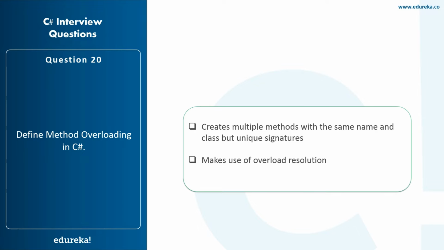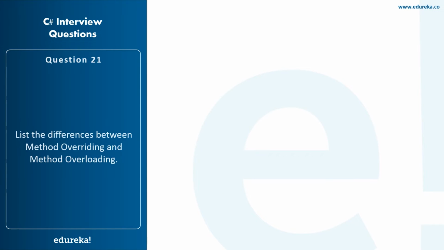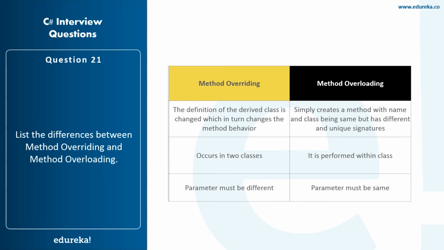Alright, so method overloading essentially means that you're creating multiple methods with the same name and unique signatures, but again with the same name and same class. So when you compile, the compiler will be making use of overload resolution to determine the specific method which will be invoked. Alright. Now I'll move on to the next question, which says list the differences between method overriding and method overloading. So the differences are given below.